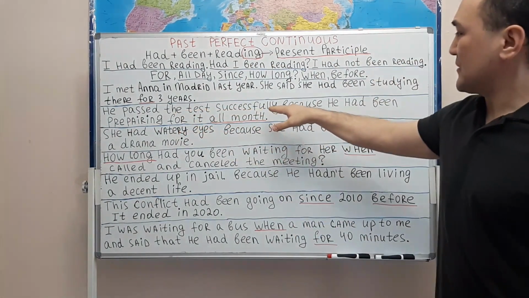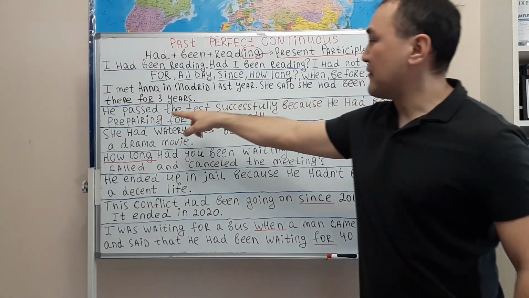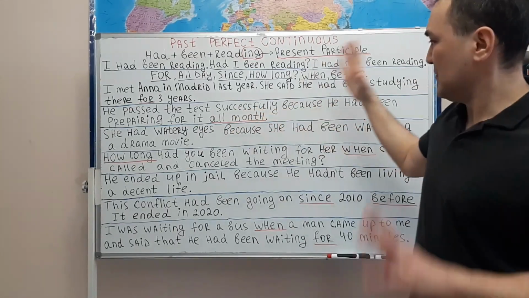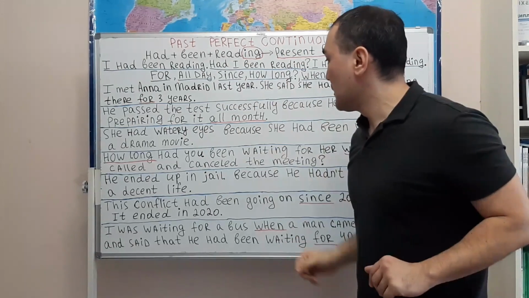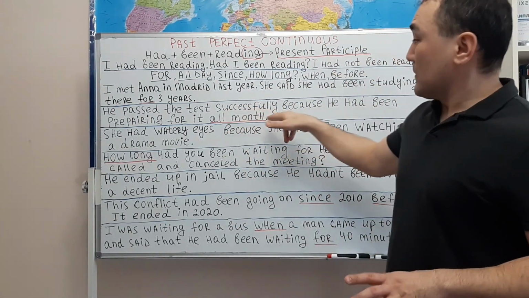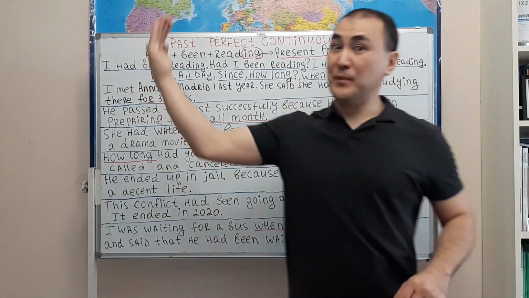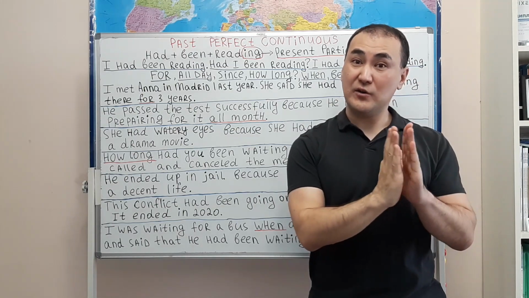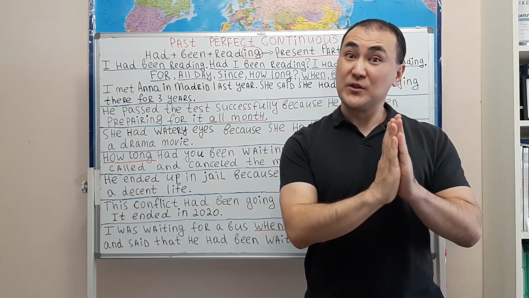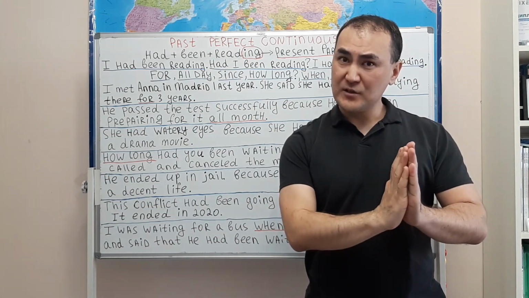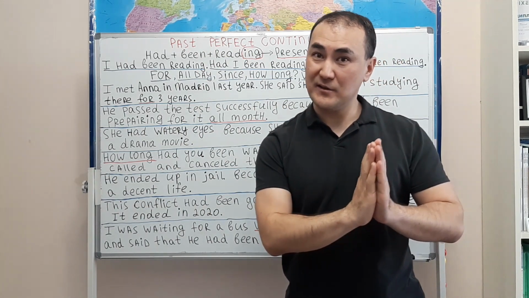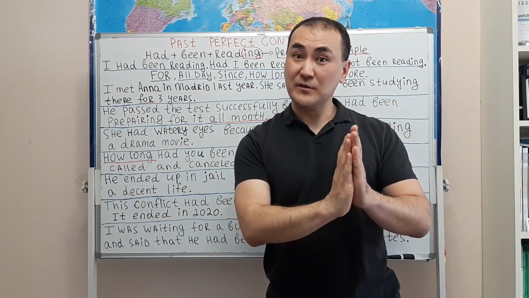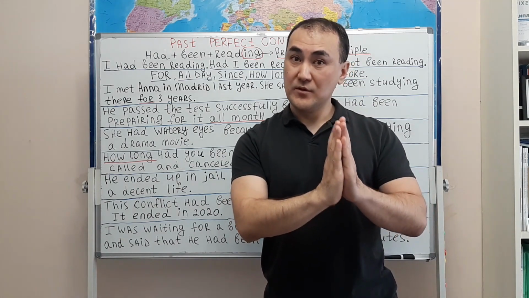He passed the test successfully because he had been preparing for it all month. This is a past perfect expression: all month, all week, all year, the same. All month means that he started preparing for this test at the beginning of the month, and he continued doing that up until the exams started. He stopped preparing when the exams started. So the action finished, but not the month. The month is not finished, but the action finished.